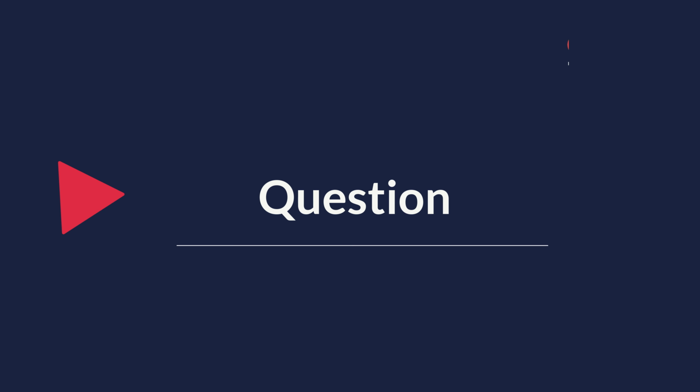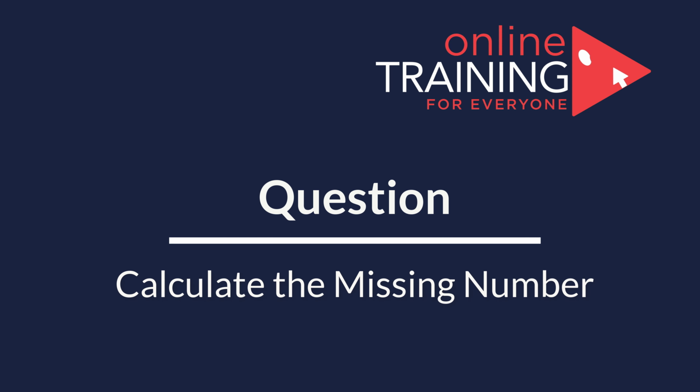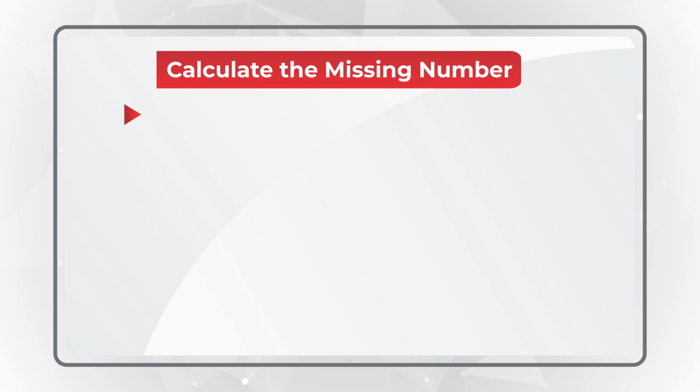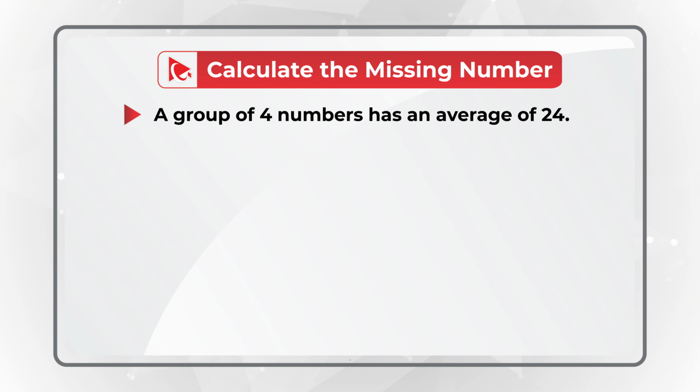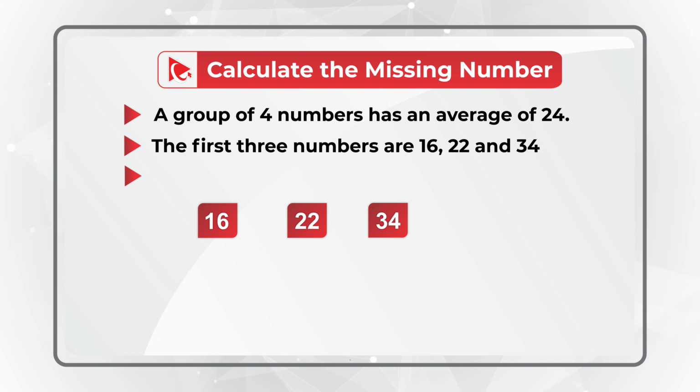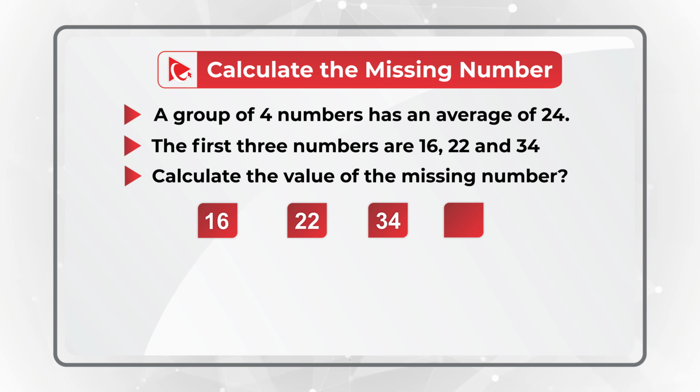Here's one of my favorite questions where you need to do mental math calculations. You're presented with the group of 4 numbers, and this group has an average of 24. The first three numbers are 16, 22, and 34. You need to calculate the value of the missing number, which is represented as the question mark.